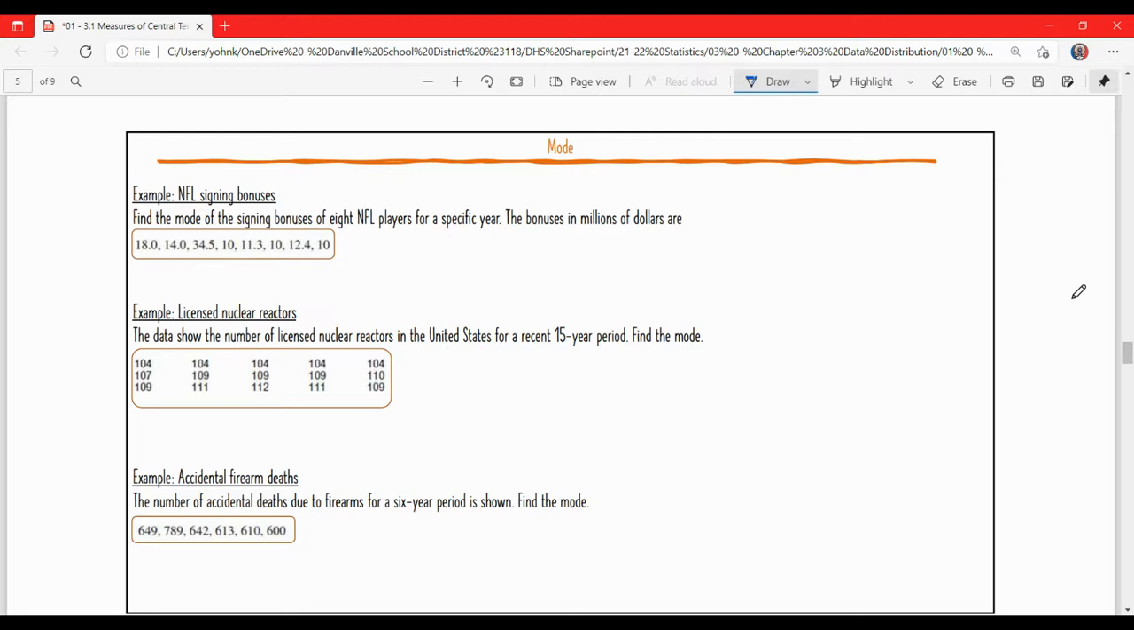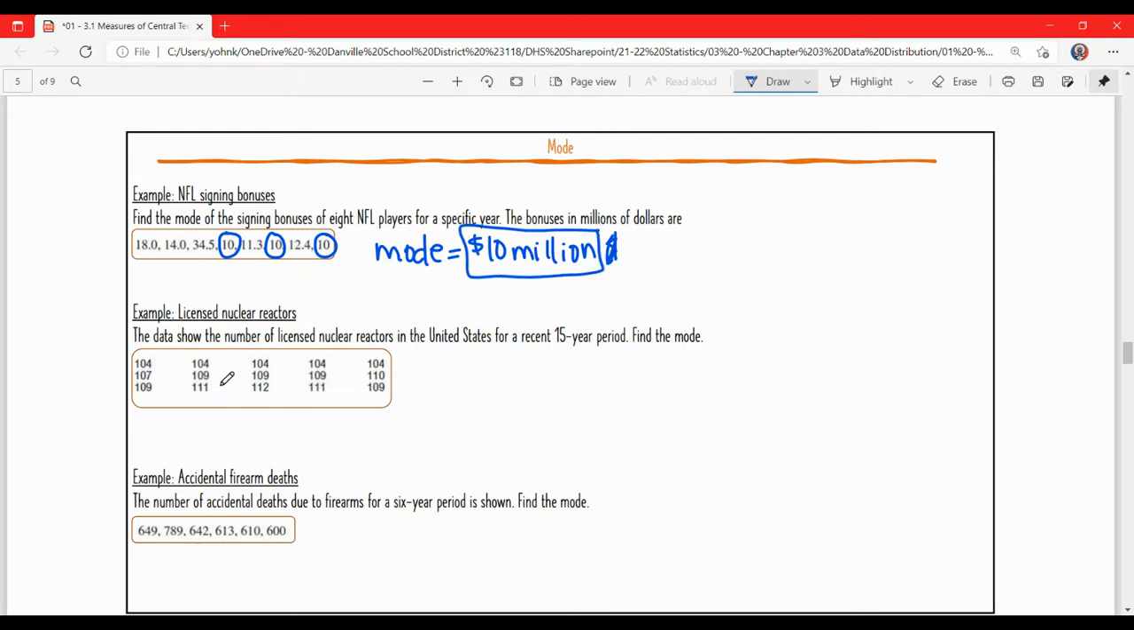So here's some examples for how to find mode. The first example, find the mode of the signing bonuses of 8 NFL players for a specific year. The bonuses in millions of dollars are. So you can order these smallest to biggest and see which number you write more than once, or you can just kind of take a look at it and see if any numbers jump out at you. Well, I do see a 10 here, a 10 here, and a 10 here. I see 3 10s, which by far is more than any others. So therefore, the mode is equal to $10 million. Oh, I don't have to write dollars.